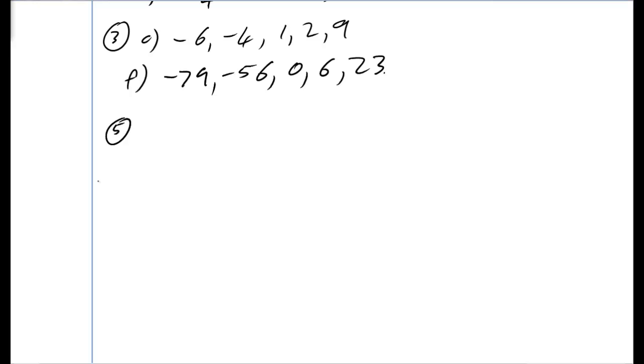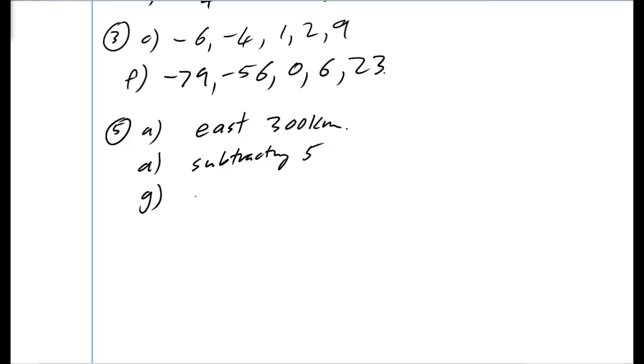Okay, now just quickly looking at number 5. Number 5, state the opposite of. Let's have, what's the opposite of west 300 kilometres? The opposite of west is east, 300 kilometres. That would be going in the opposite direction. What's the opposite of adding 5? Well, that would be subtracting 5. And what's the opposite of minus 2? The opposite of minus 2 would be plus 2. Okay, so I think you can actually do number 5.